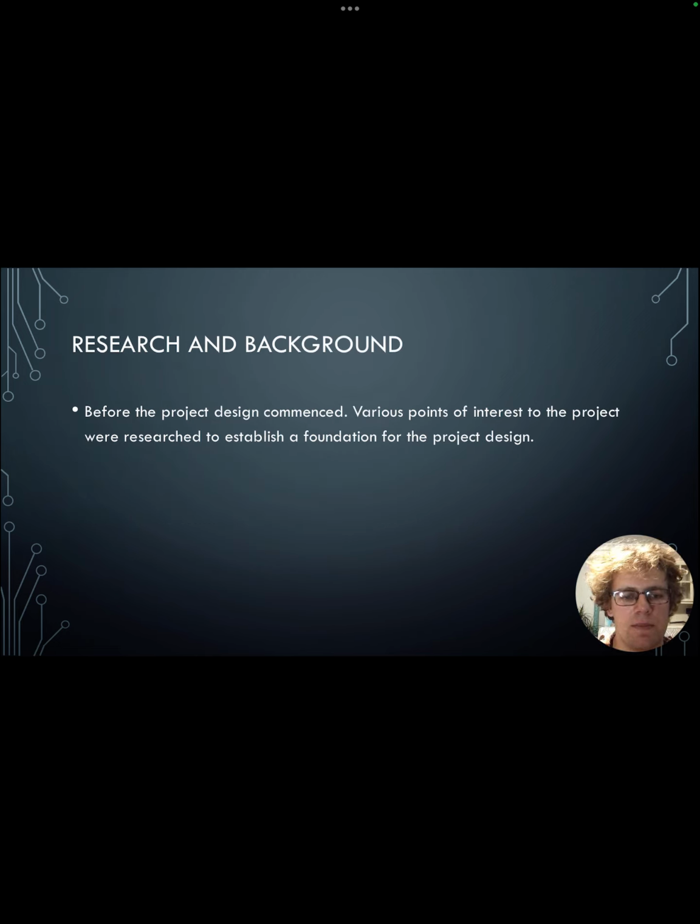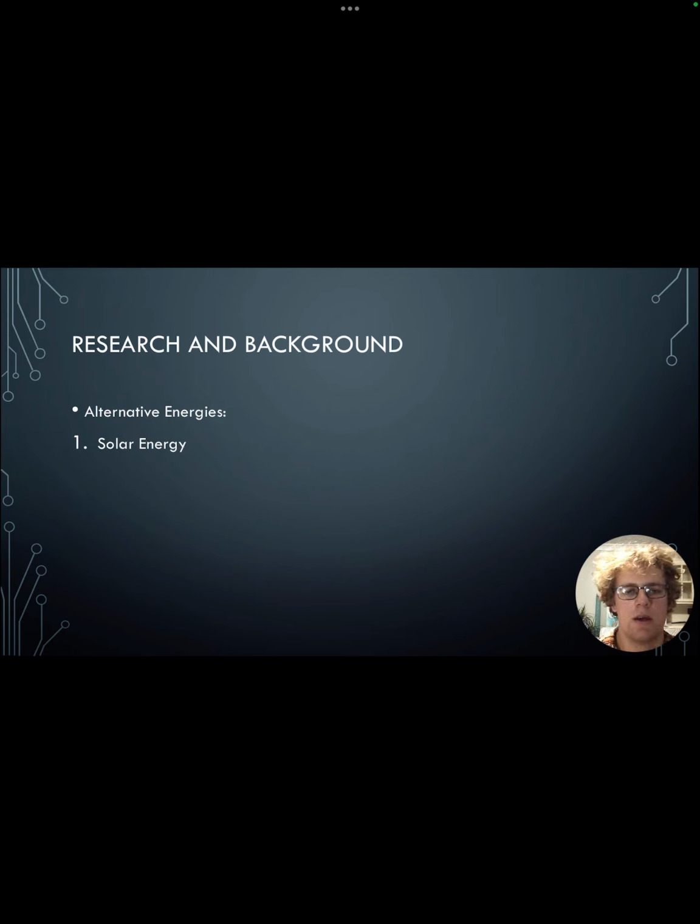Research and background. Before the project design commenced, various points of interest to the project were researched to establish a foundation for the project design. The first most important part of the research was a look into alternative energies, of which the first is solar energy. So solar energy is a renewable type of energy that consists of using solar PV panels to harvest energy from the sun and that energy, light energy, is then turned into electrical energy via solar PV panels.